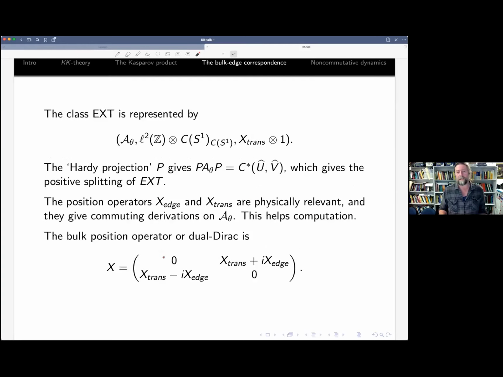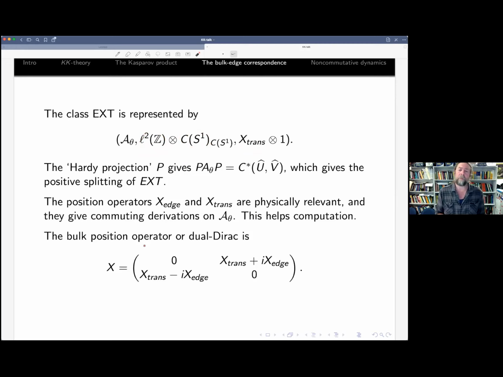So in this case, it's pretty easy. It turns out that the rotation algebra acts very naturally on here. So one of my generating unitaries acts as the generator in C of S1. The other one acts as a slightly phase twisted shift on L2 of the integers there. This is the position operator in the transverse direction.